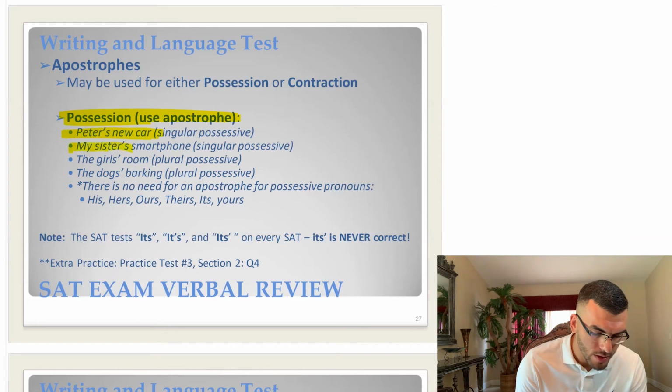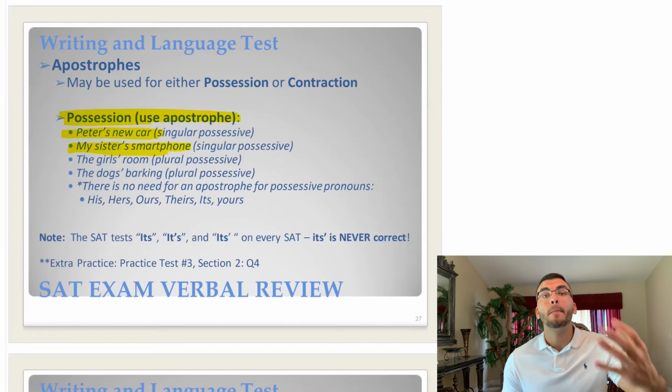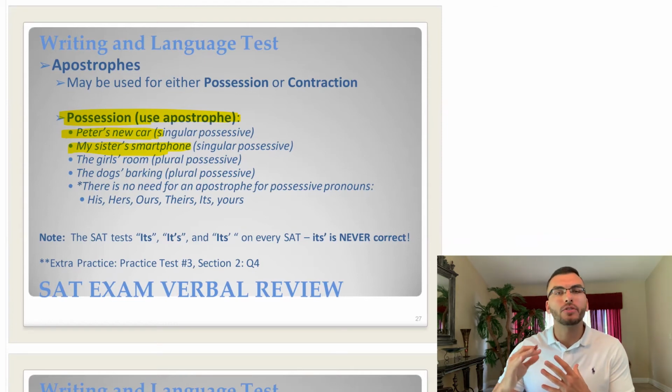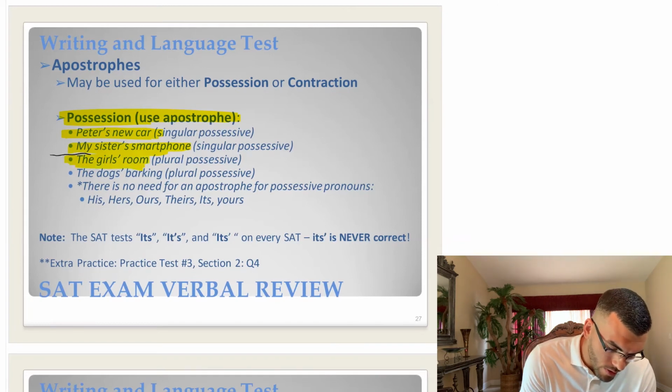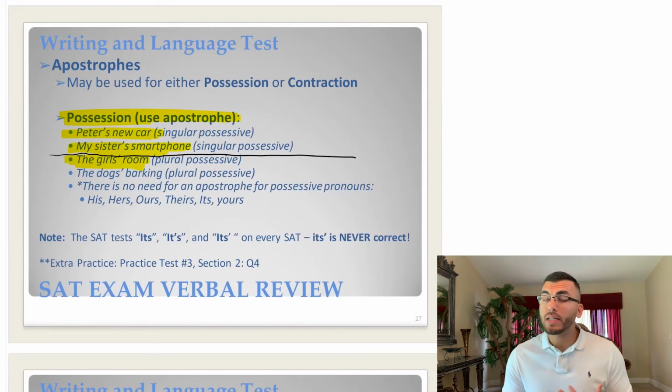My sister's smartphone. So we have the possession. The smartphone belonged to my sister. So that's the possession. And then my sister is one person. So it's singular. So if it's singular possessive, it's apostrophe S. But then what if you have a plural noun? So the girls' room. Let me kind of put a line there to separate. The girls' room. Well, you still have the possession.